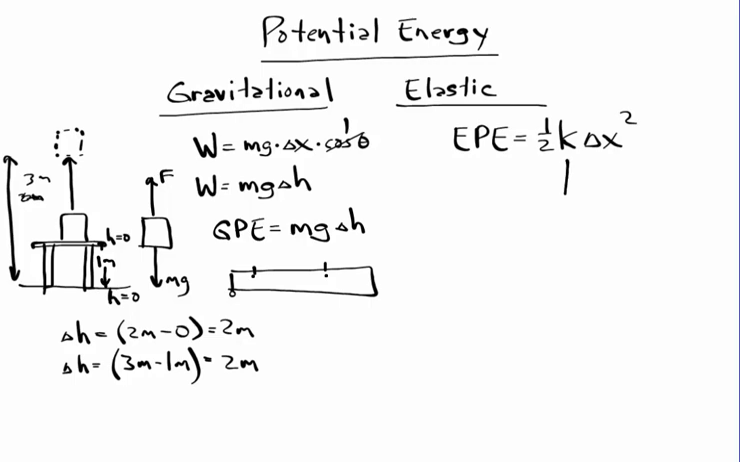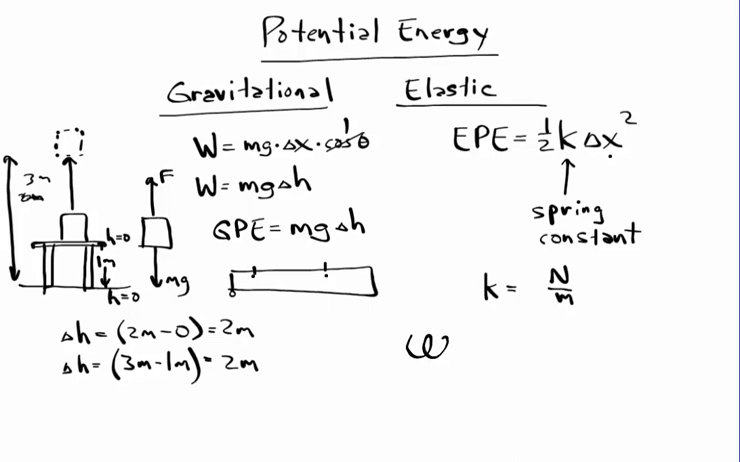The k is a thing called the spring constant. It's a measure of how strong the spring is. Later on, we're going to go more in depth with springs, but the spring constant has the unit of newton per meter, which is saying how many newtons of force is required to stretch that spring by 1 meter. The bigger the number, the stronger the spring is, and the more energy it can store. Delta x is the displacement of the spring.